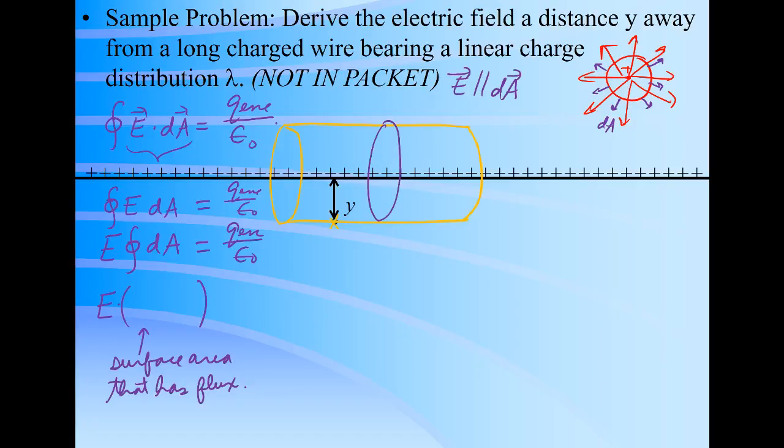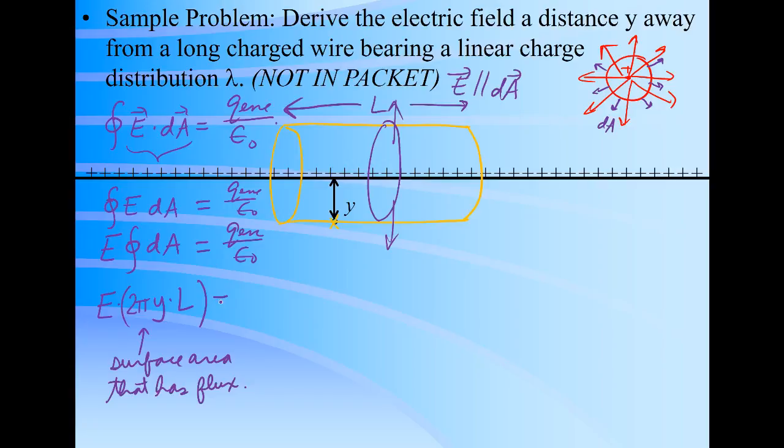Let's just say that this cylinder has a length of L. We don't know what that value is, but the surface area of this will be 2 pi y times L. Y is our radius, L is the length, and the circumference of the cylinder is 2 pi y. So if we unwrapped it, the surface area that has flux would be 2 pi y L, because remember, the electric field is coming out this way. It's not coming out through the ends. And we'll talk more about that in a second.